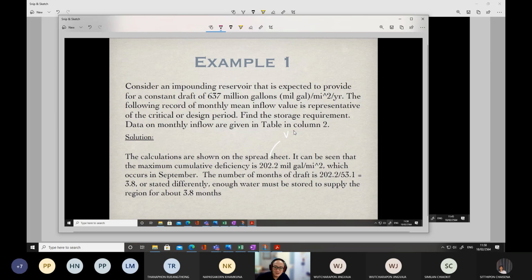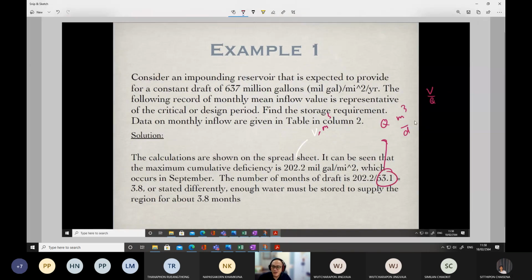What is the unit of volumes? Cubic meters, right? And then this one is the flow rate, Q. What is the unit of flows? Supposed to be cubic meters per day. So if you take V divided by Q, what will happen?